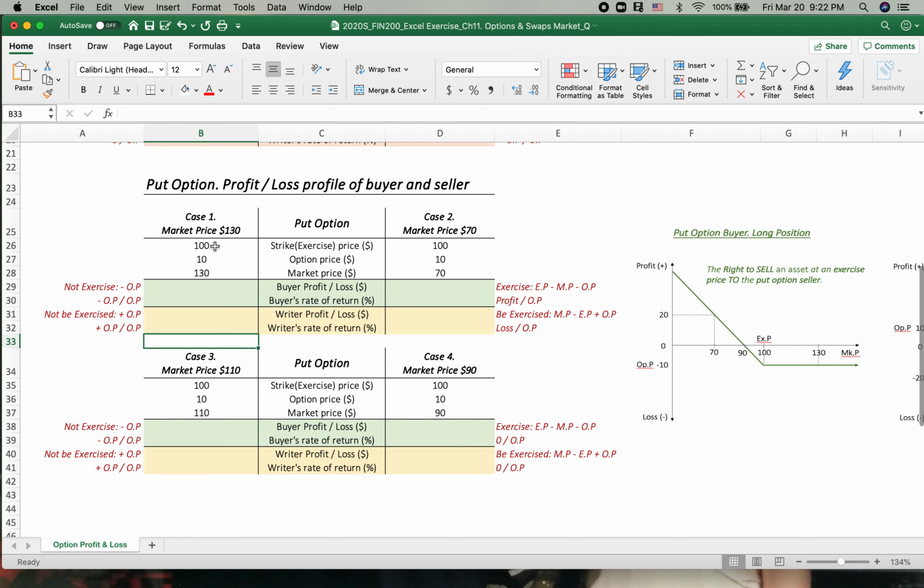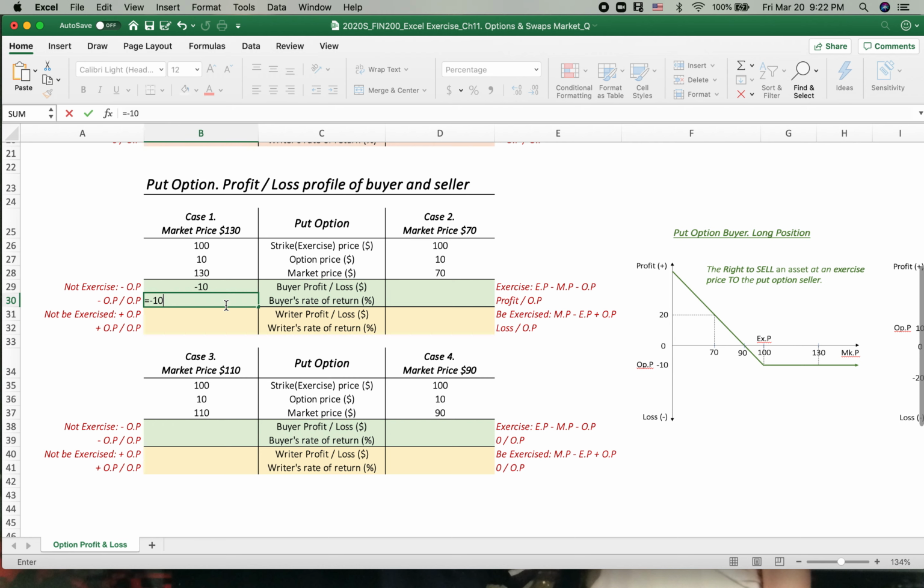Okay, the same practice, the situation. When the market price went up to $130 with a strike price, exercise price of $100, the put option buyer would not exercise, because the put option buyer has the right to sell their underlying asset at $100. They will give up exercising because they will sell their asset on the market at $130. So they will just give up, and then they lose just the $10 option premium.